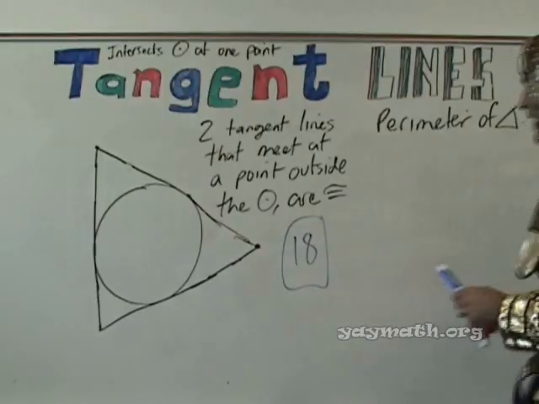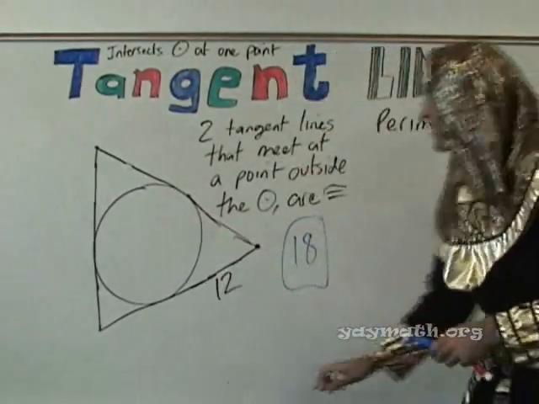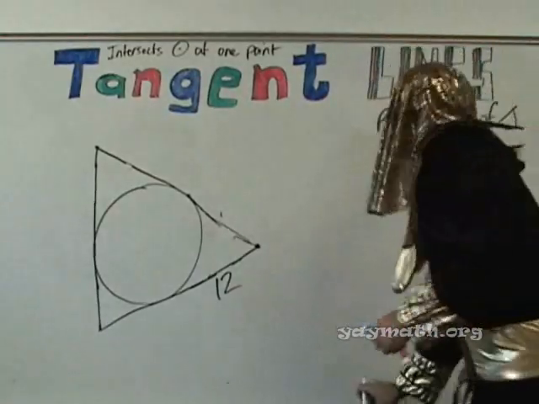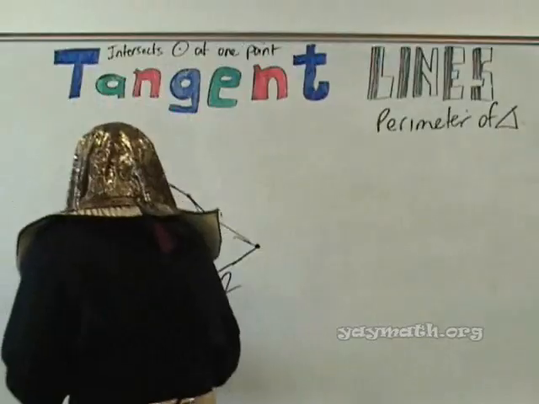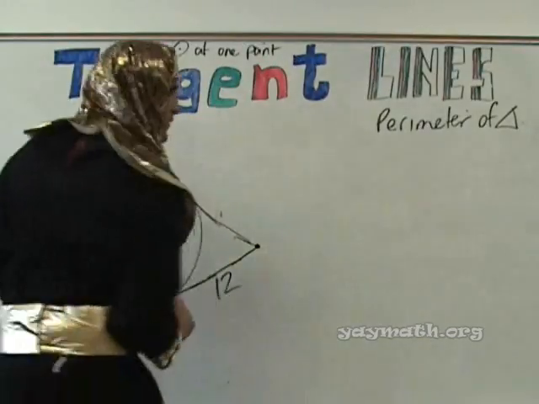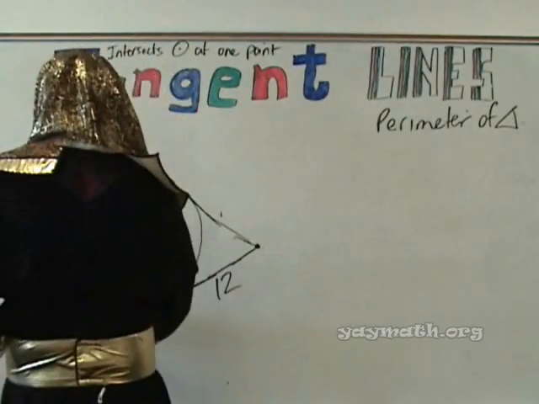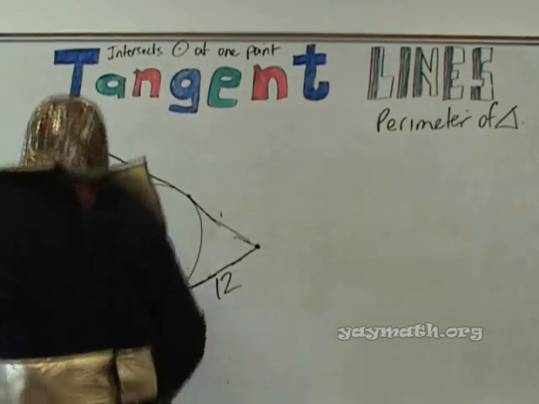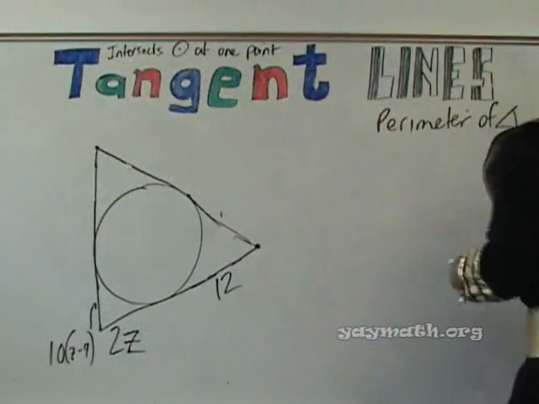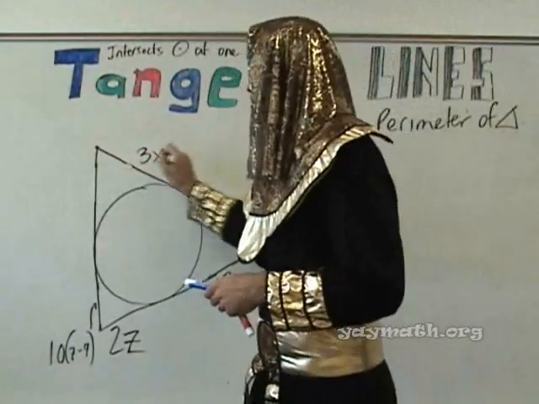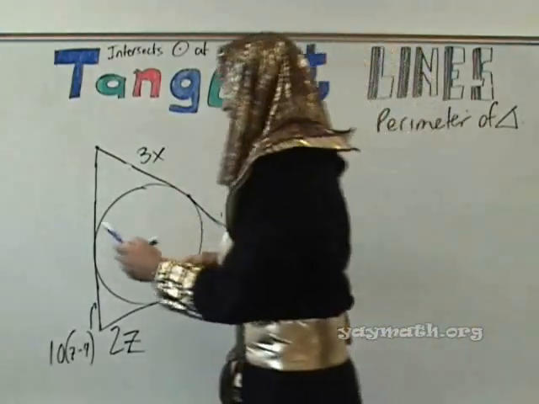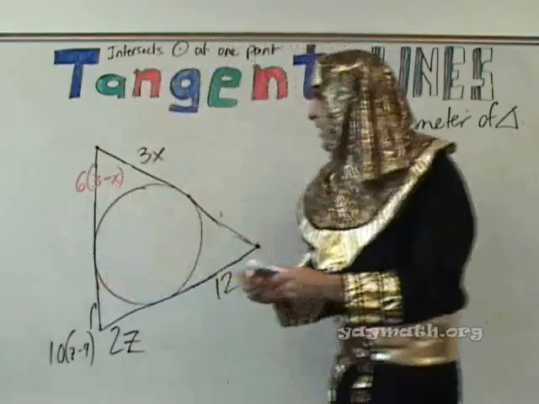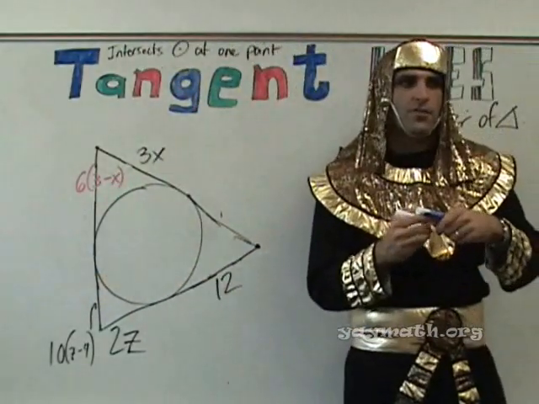And let's put them in. We have 12 here. Okay, I'm going to take this rule down for clarity. 12. We have 2z. We have 10 times z minus 4. I'm trying to make it abundantly clear. 3x. And 6 times 3 minus x. Okay, now it's again going to ask the perimeter of the triangle.